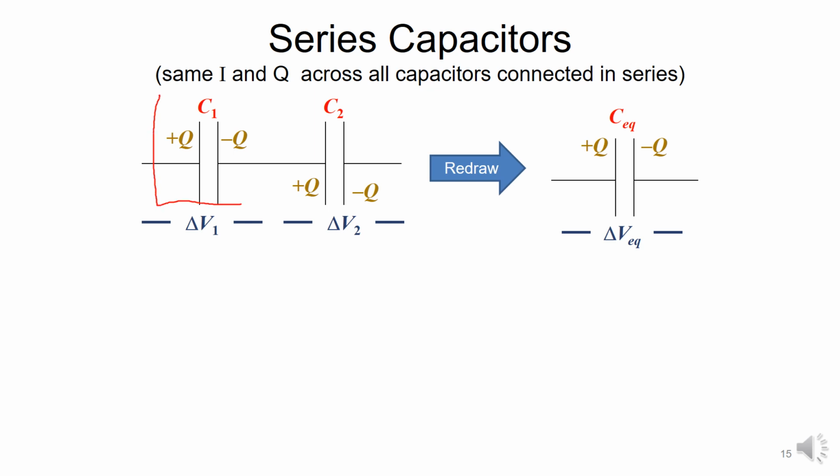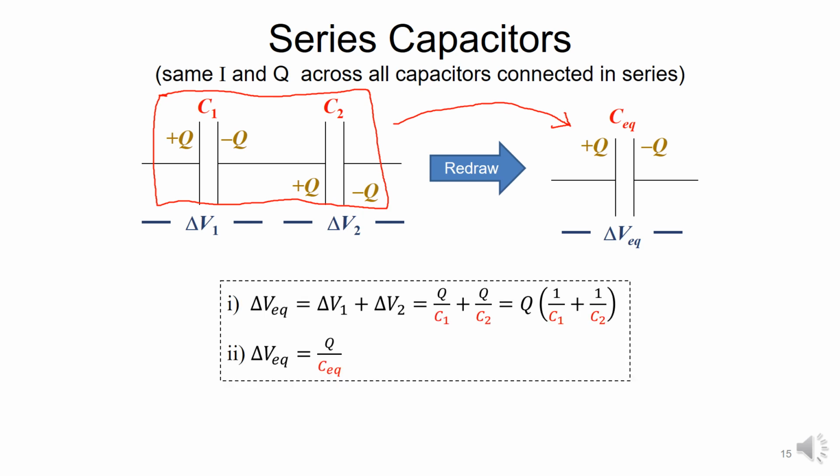You can draw this, put it in a box like before, and draw it here. So combine C1 and C2 into a single capacitor C equivalent, and this capacitor C equivalent will have the same charge as the other capacitors because they're all in series, and it will have a different potential difference, delta V equivalent. Like in the previous slide, let's find an equation to calculate C equivalent from C1 and C2.